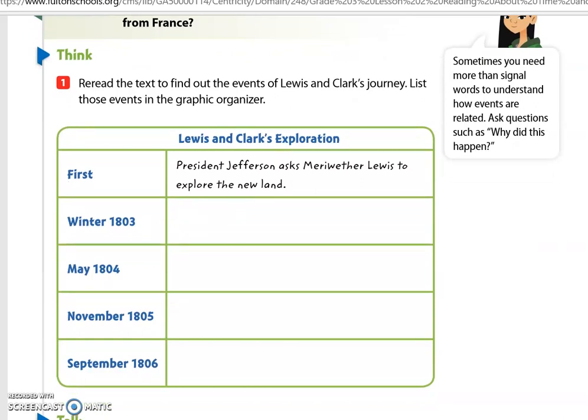Reread the text to find out the events of Lewis and Clark's journey. List those events in the graphic organizer. The first one has been done for us. First, President Jefferson asked Lewis to explore the new land. Go back, boys and girls, and look at what we underlined for winter 1803. Write what happened in the winter of 1803.